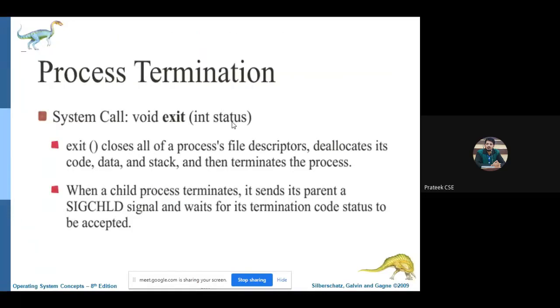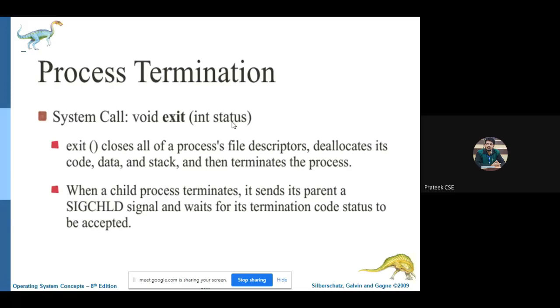Okay, we have just discussed that to create a process, we need the fork system call. Similarly, to delete or terminate a process, we use the exit system call. The exit system call closes all of the process file descriptors, deallocates its code, deallocates the data, deallocates the stack, and then terminates the process.